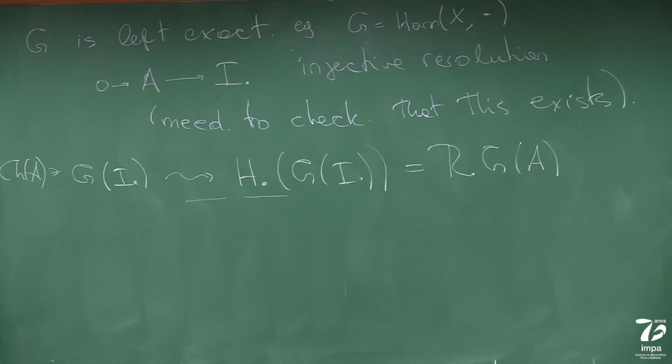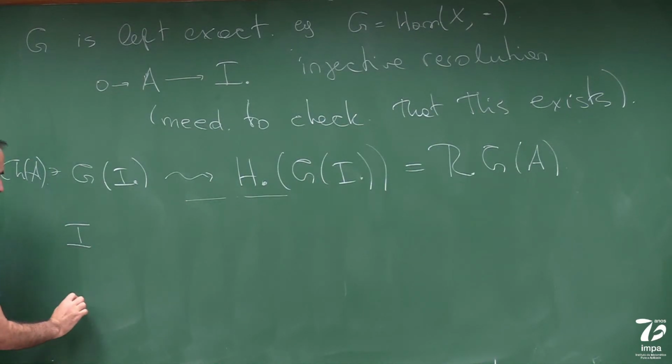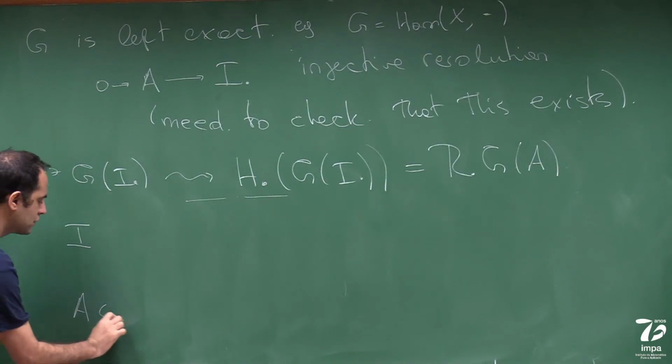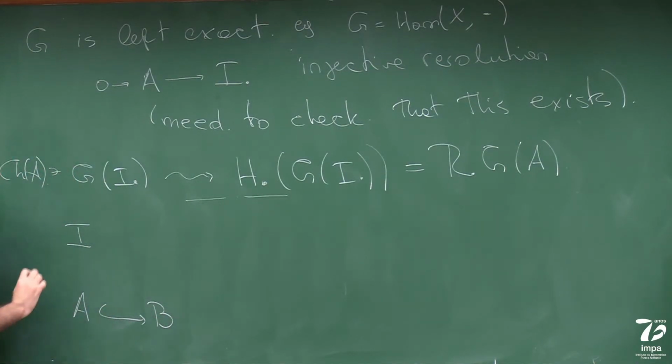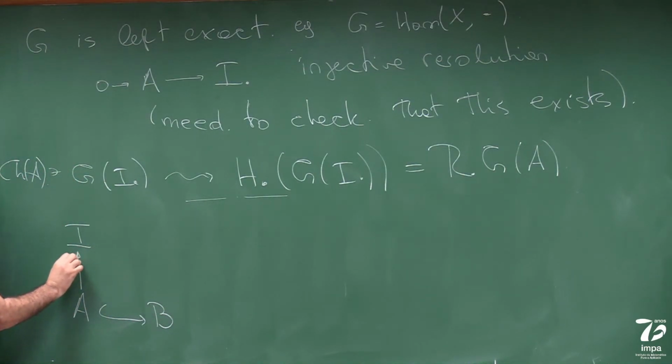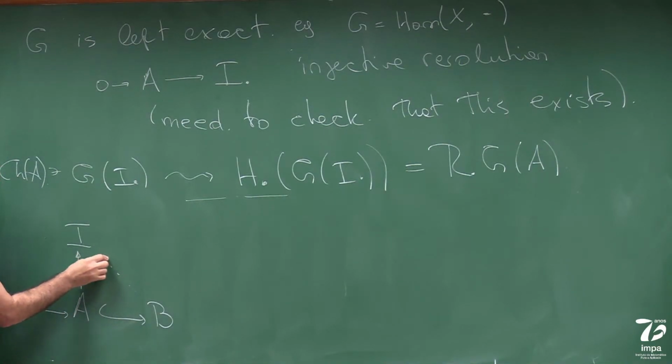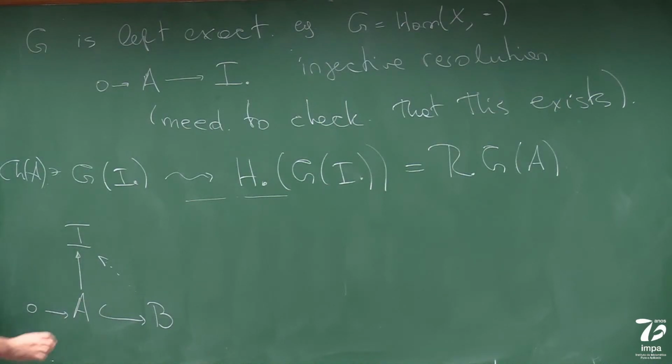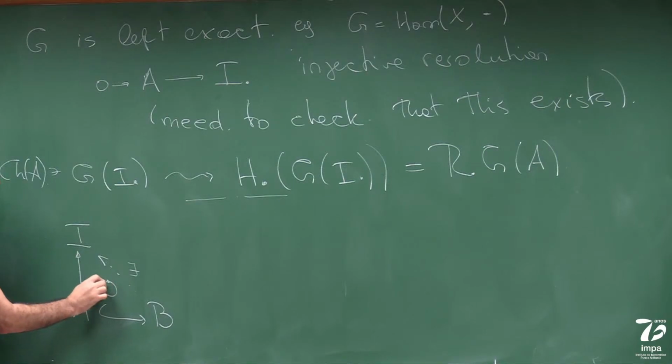All right, so how do we do that? I've given already one description of injectivity. Remember, what was the definition of an object being injective? Whenever you have an injection in your category and a map like this, then this guy exists, making this diagram commute.